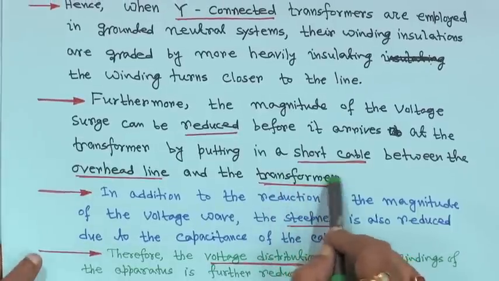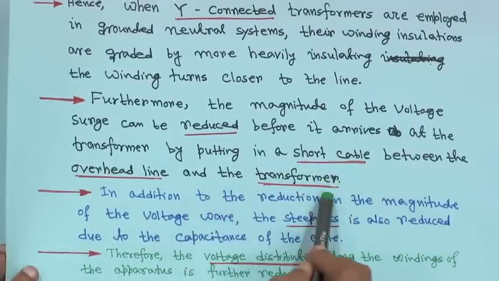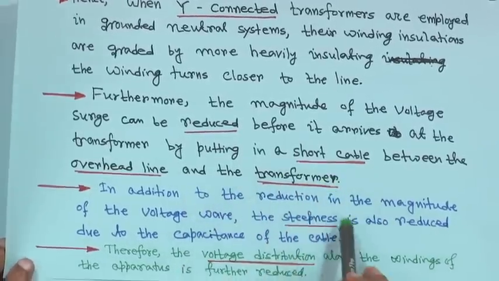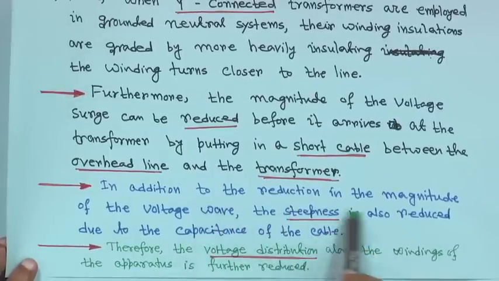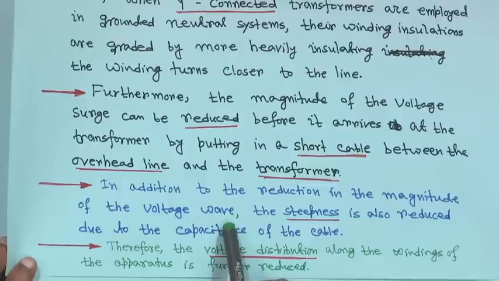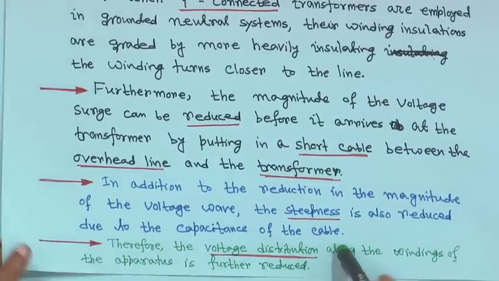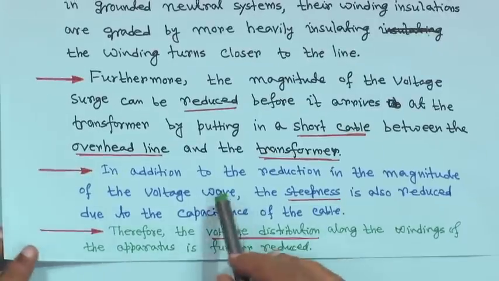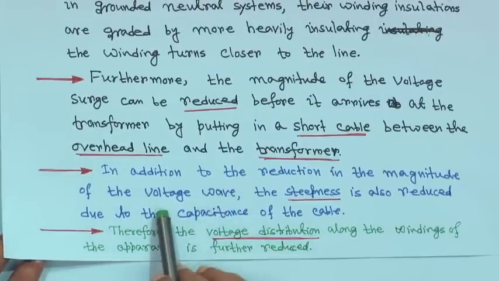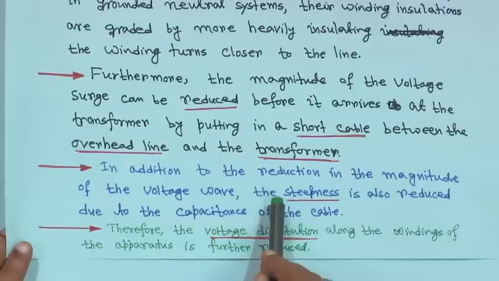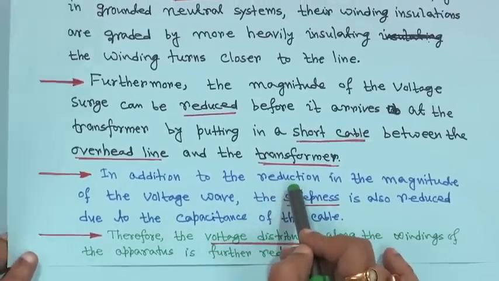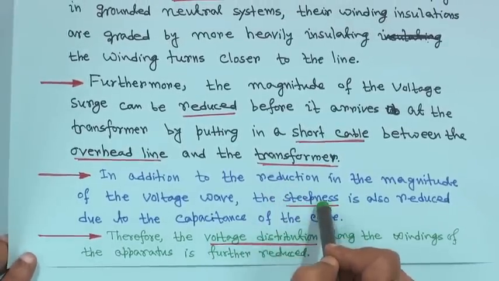So, what they do is put a short cable between the overhead line and the transformer. If you do so, then what will happen, in addition to the reduction in the magnitude of the voltage wave, the steepness is also reduced due to the capacitance of the cable, right. So, we will see later when we take one numerical where one overhead line and one cable are both connected. From that, the philosophy will remain the same, and your idea will be clear, right.